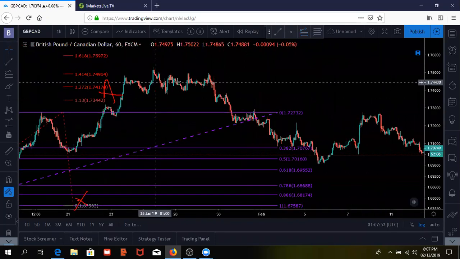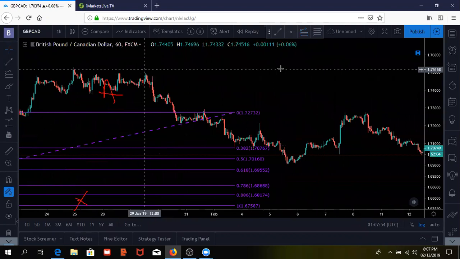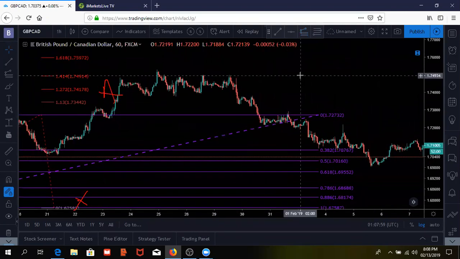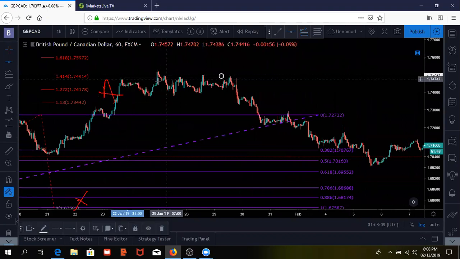If price closes above that 1.414, that's going to make this pattern invalid. So let's see if price closes above the 1.414. And you can see price did. If I take a trend line and set it on top of this 1.414 level, we can see that price closed above right there.